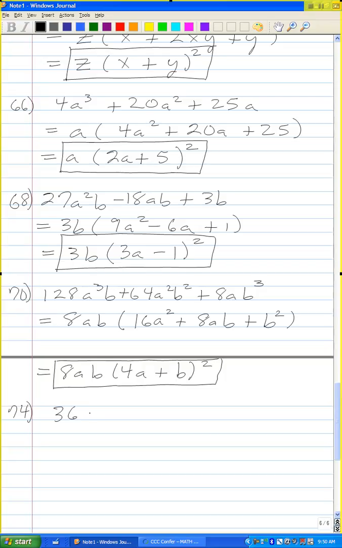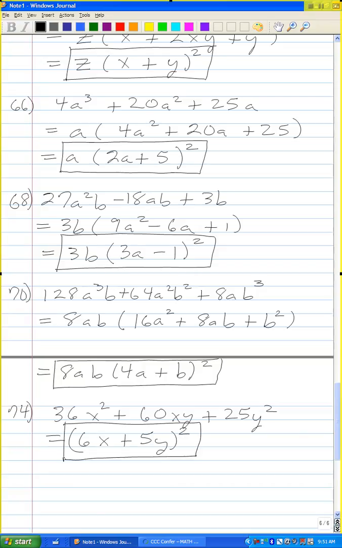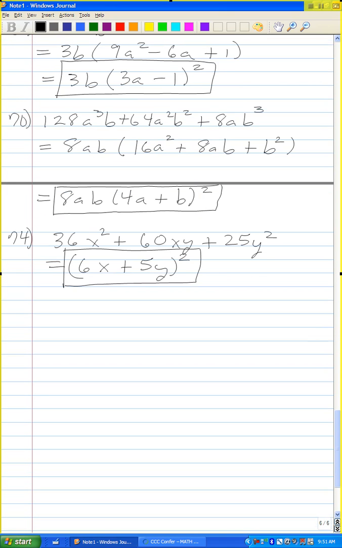36x squared plus 60xy plus 25y squared. And so this is a perfect square trinomial. The square root of 36x squared is 6x, drop down the plus. Square root of 25y squared, 5y. 6x times 5y times 2 is 60xy. And so this is a perfect square trinomial. Let me do problem number 78.